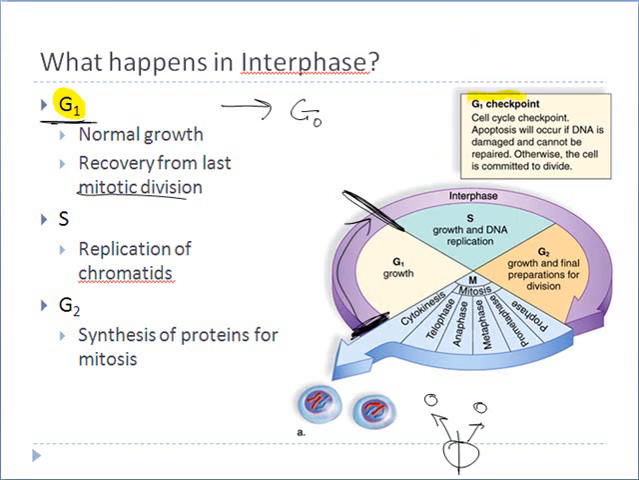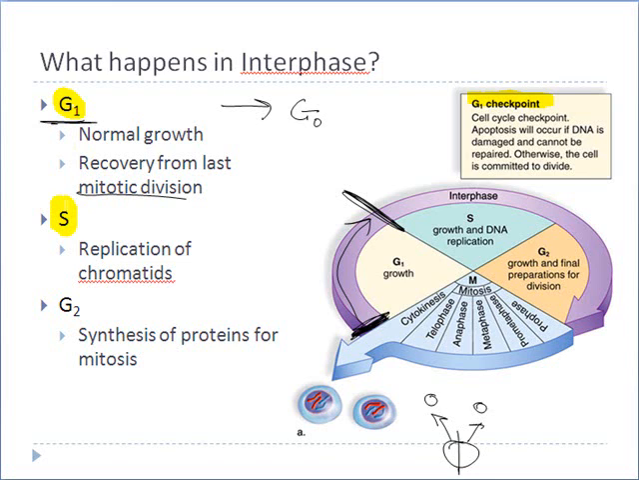However, if at the G1 checkpoint the cell gets sort of the green light from all the neighboring cells, it appears that there's plenty of nutrients, there's plenty of space for new cells to be generated, there's a need for new cells to be generated. If we get the green light, then that cell will progress from G1 into the S phase.